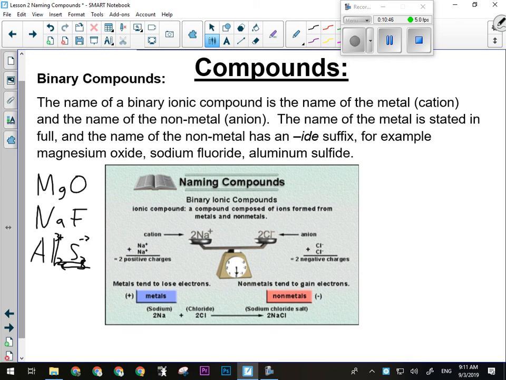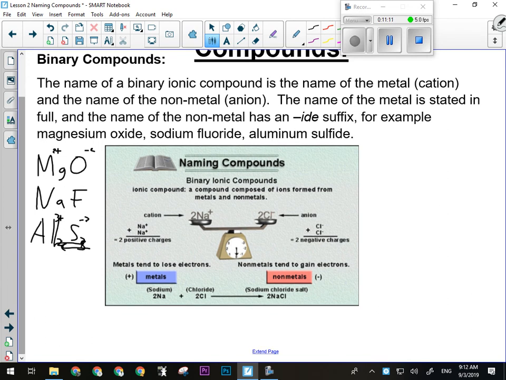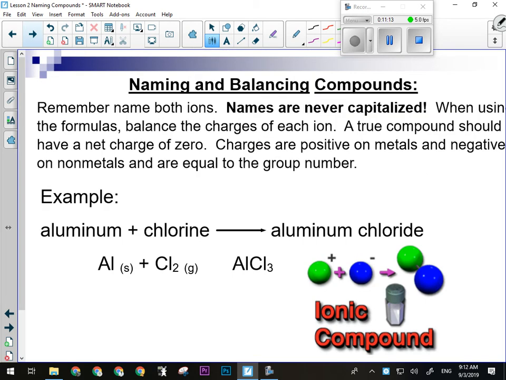Okay, it was the same for this one. This is a 2+, this is a 2-, so I don't need to write them because they already balance. Okay, it's just about balancing the charges. All compounds also have to be electrically neutral, right? So all the positives and all the negatives have to cancel out or add up to 0.